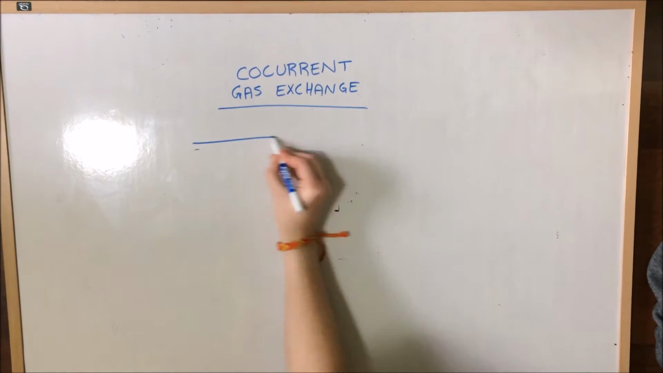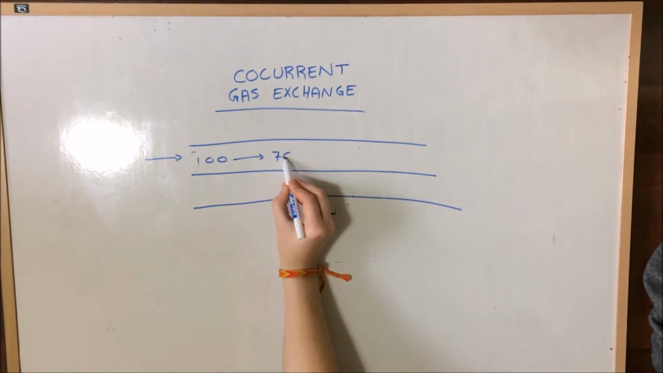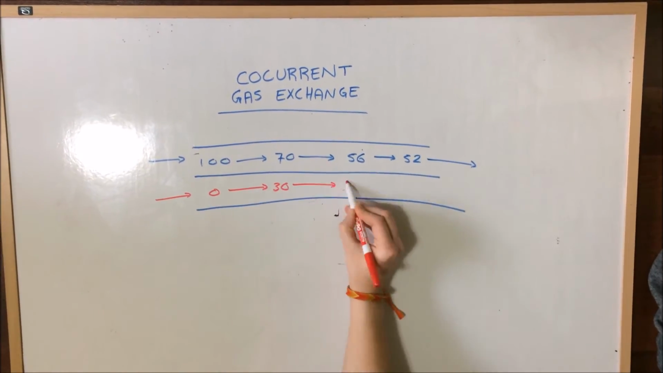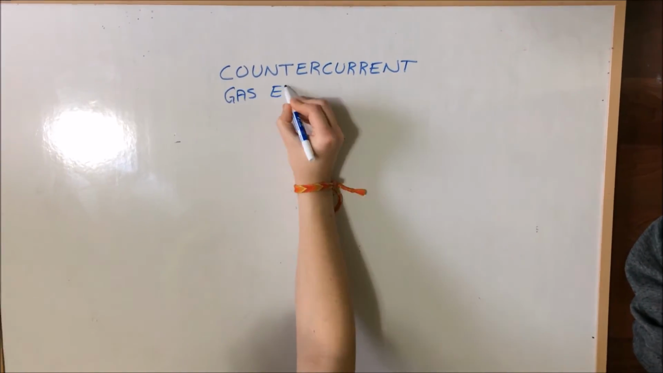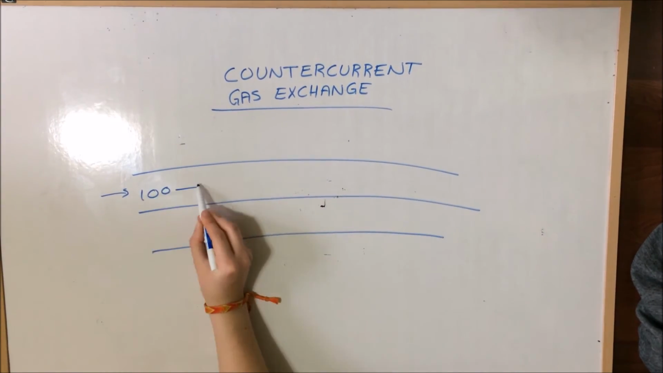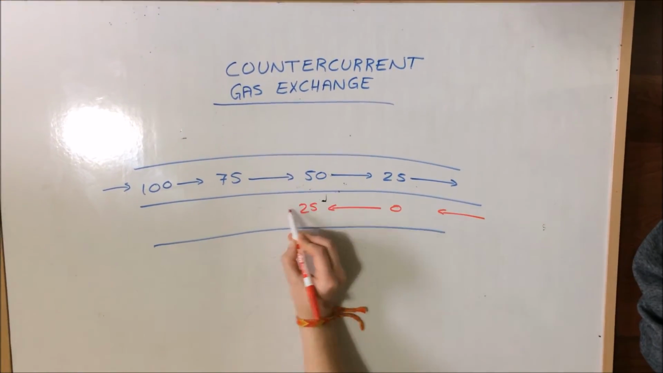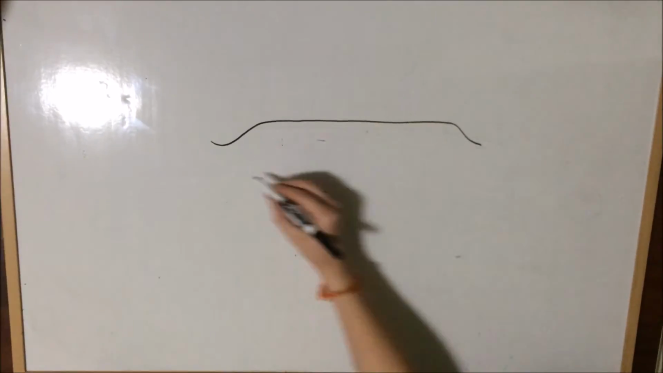This gas exchange can be either cocurrent, where gas and blood flow together, or the more effective countercurrent, where gas and blood flow opposite. The constant, higher concentration differentials allow more diffusion. Cross-current is also an option, but only for fish.